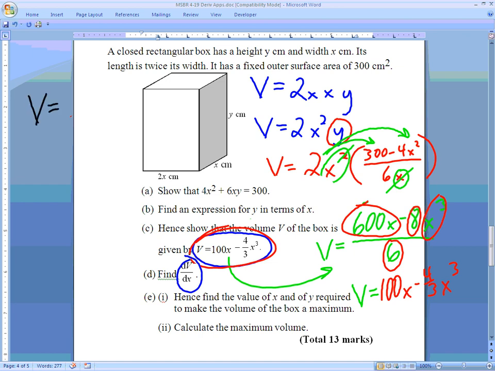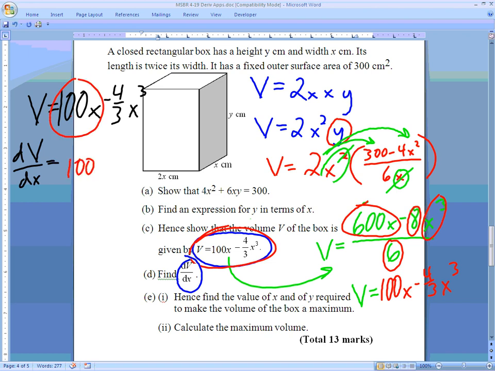V equals 100x minus 4/3 x cubed. Well, the derivative, or dV/dx, we'll use their notation, the derivative of 100x becomes just 100. And then for the 4/3, I have to remember to take my old exponent and multiply it out front.